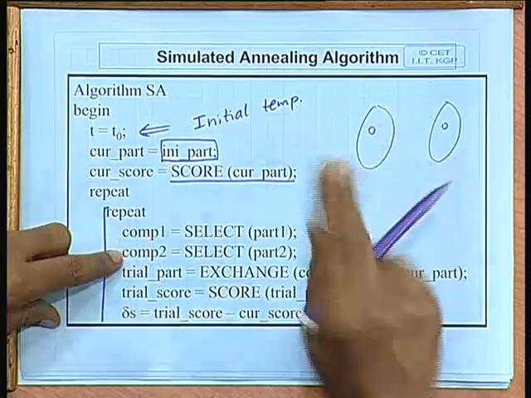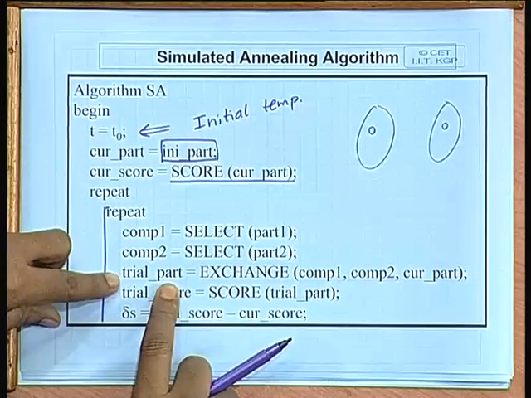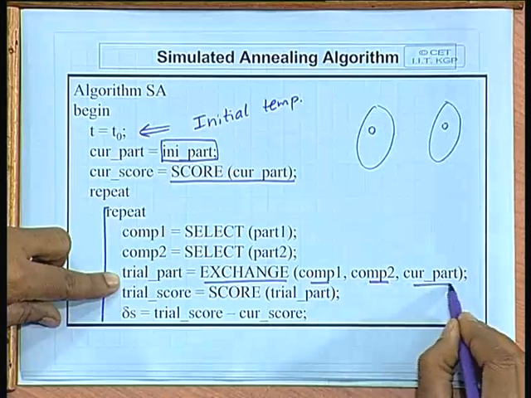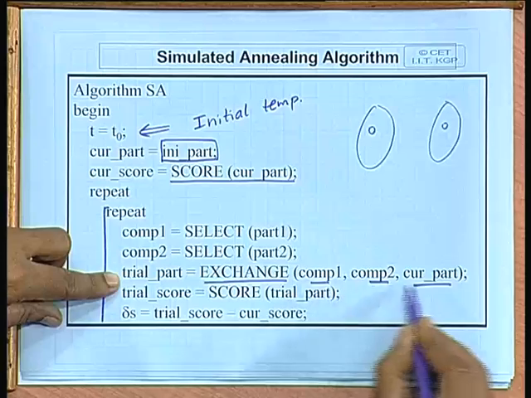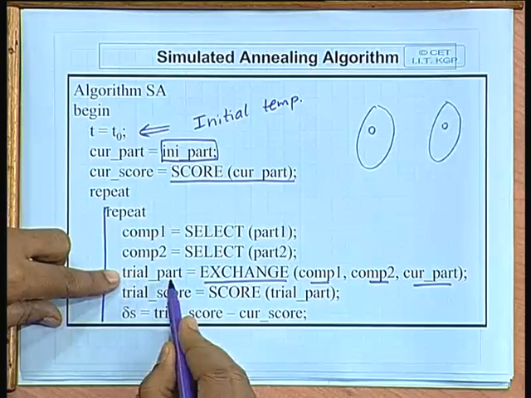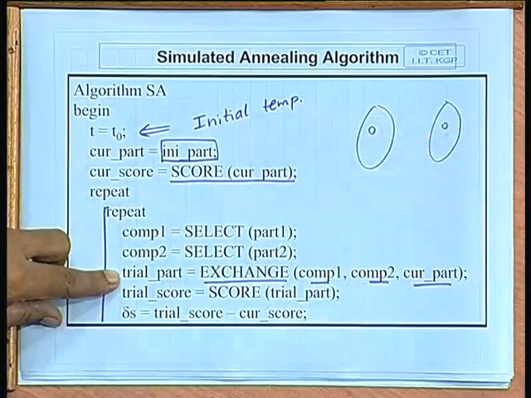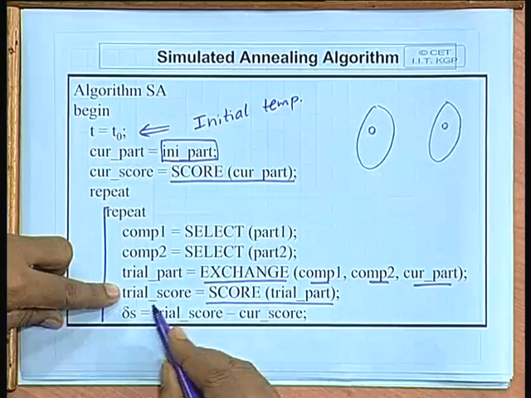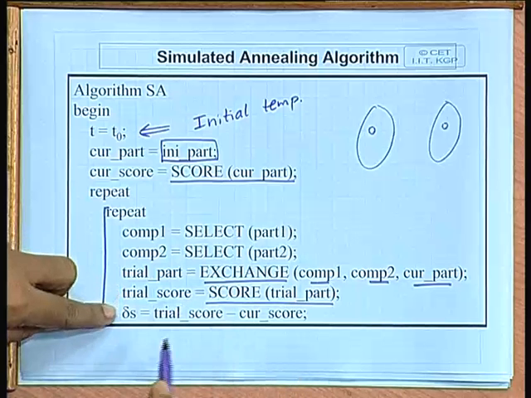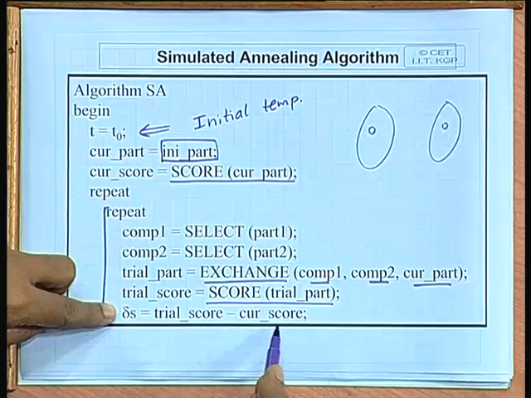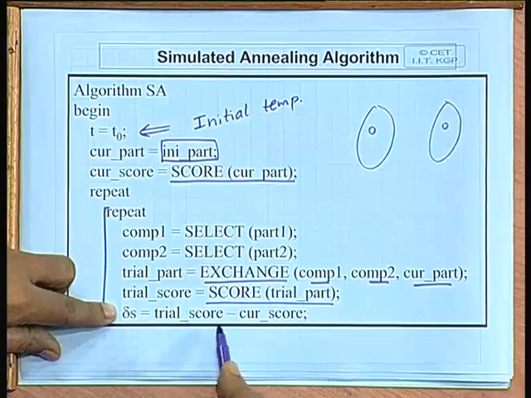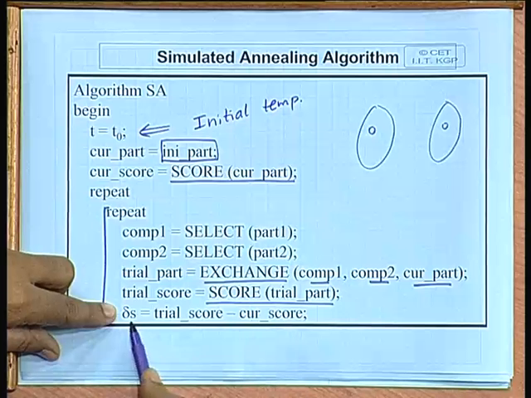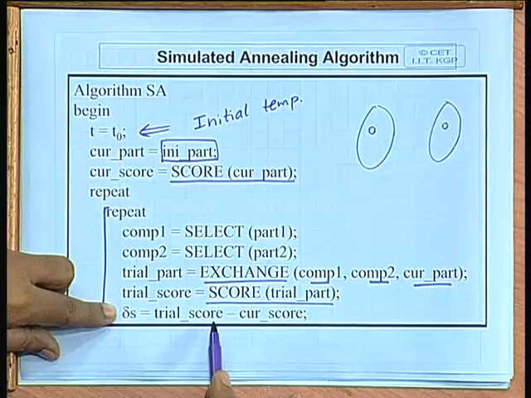And as a trial, we exchange them. Trial partition is obtained by exchanging component 1 and component 2 with respect to the current partition. So, here we get a new partition that we call the trial partition by exchanging these two. We evaluate the cost of the trial partition. This is the trial score. Then we see what is the increase in cost. Delta S equals trial score minus the current score. This is the increase in cost. If this is negative, it means we are going towards a better solution.